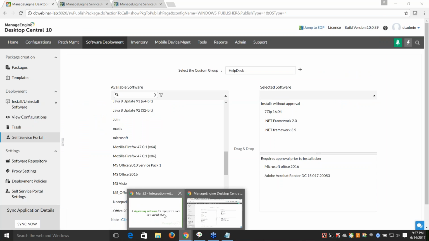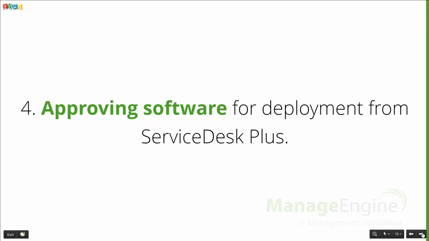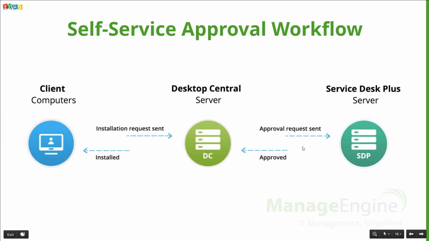So let me go to the slide to show you how the self-service portal workflow works. From the client machine, I open the self-service portal and send the request to ServiceDesk Plus. But actually, how it works is it reaches the Desktop Central Server, and the Desktop Central Server creates it as a support request and sends it to ServiceDesk Plus.